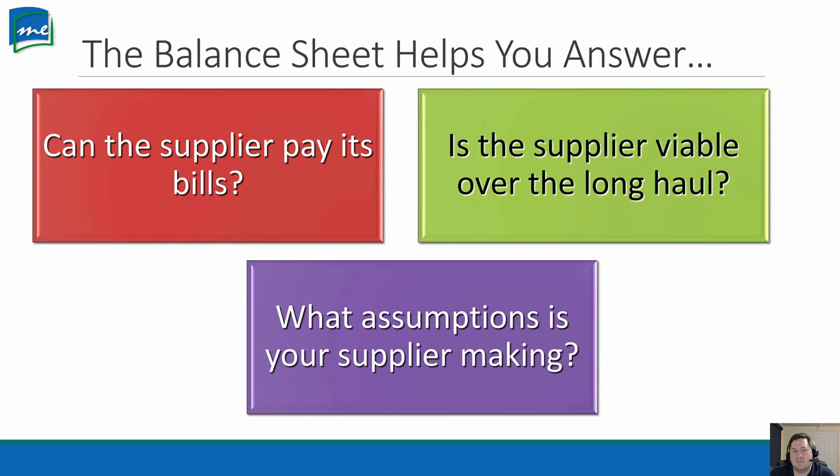Where are their expenses? Are they spending more in their operating expenses than they are on cost of goods sold? That might not be a bad thing if it's a service company. But if it's a manufacturer, that might be a concern. But it depends. If you ask the company about it, your supplier, potential supplier, they'll be able to tell you what. So is the supplier viable for the long haul?